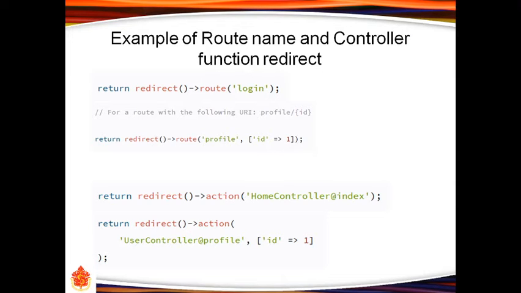And this one is an example of route name redirect. For example, this one we route to login, and this one routes to profile with a parameter, for example the ID. And we can also route to a controller function by calling the function. This one calls the home controller function index. And this one also has a parameter, for example ID.